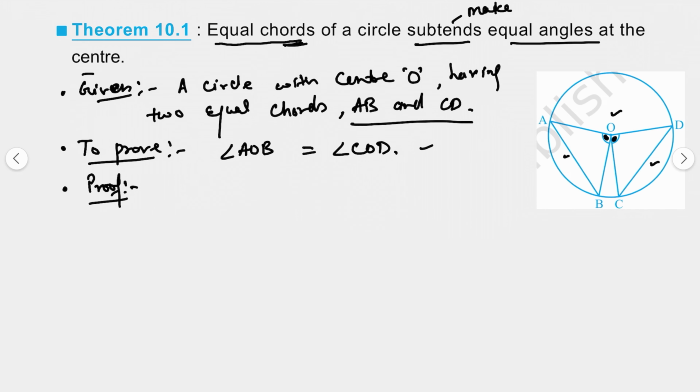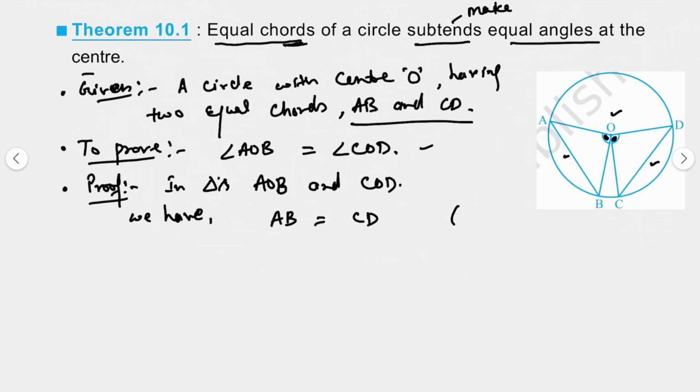It's very simple. We are going to start with the two triangles AOB and COD. So write, in triangles AOB and COD, we are given that AB is equal to CD. This is given to us in the statement of the theorem, that the chords are equal.